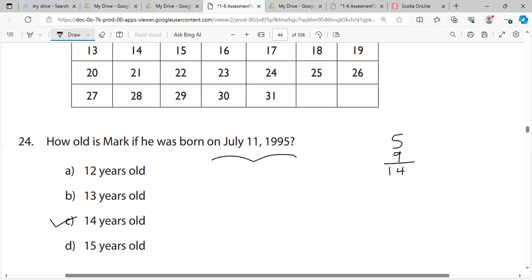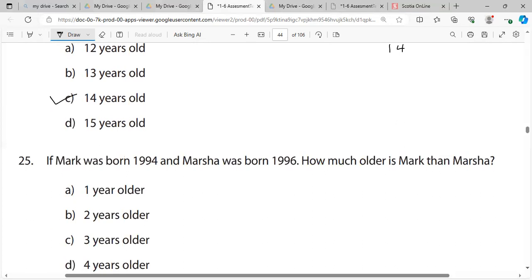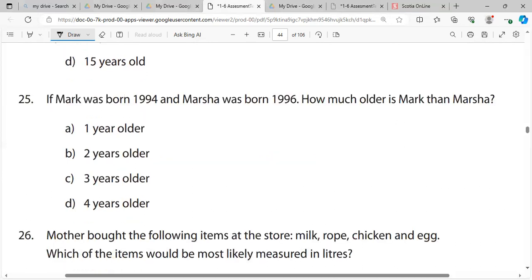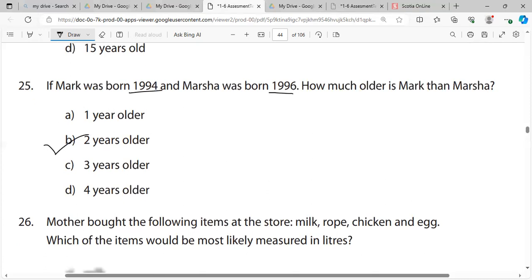Alright, let's move on. Guys, it's gonna be a 2-part series, alright? If Mark was born 1994 and Marsha was born 1996, how much older is Mark than Marsha? So Mark was born first, and the difference is 2, so Mark will be 2 years older. Alright, let's move on to 26.